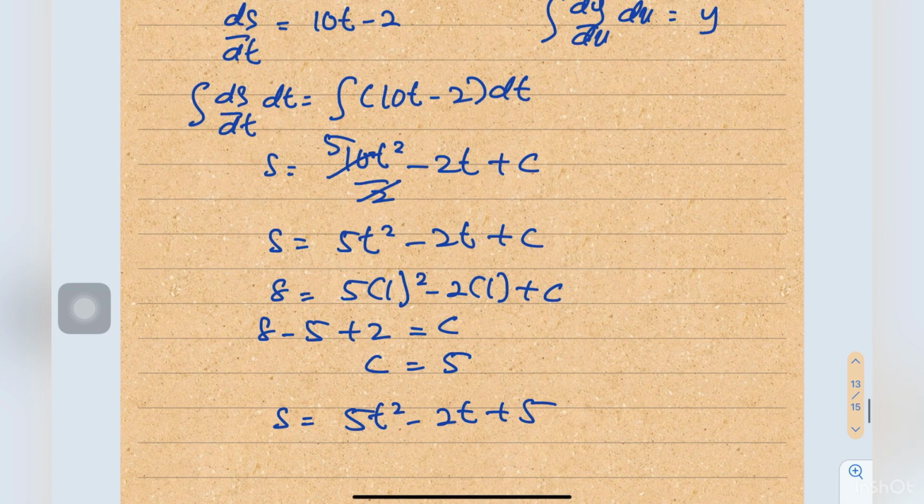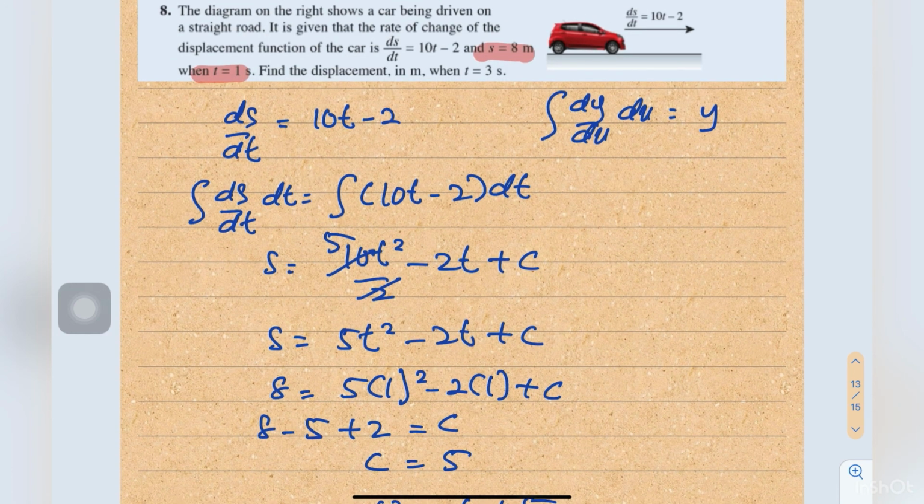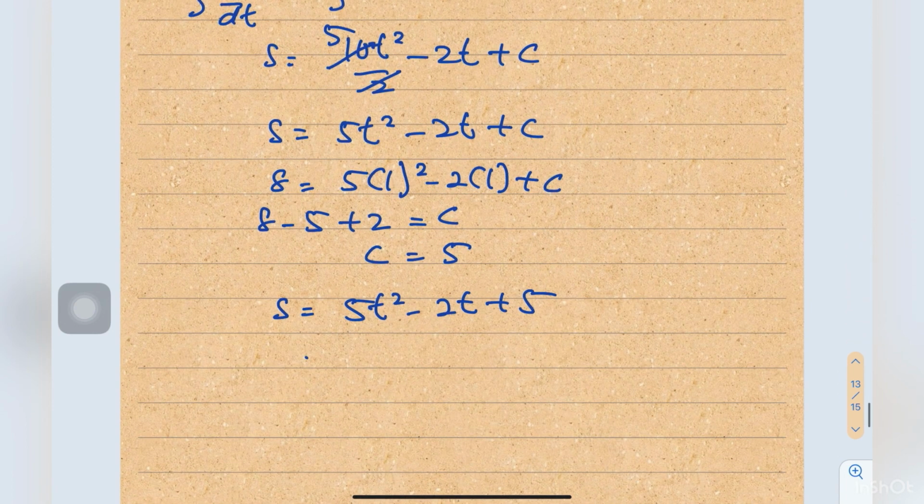You have to find the displacement when t equals 3. The next information given is t equals 3, find s, meaning find the displacement. So 5 times 3 squared minus 2 times 3 plus 5. This one is 45 minus 6 plus 5 equals 44.